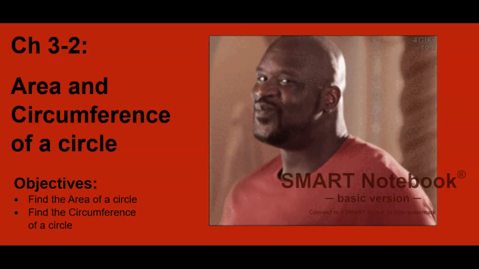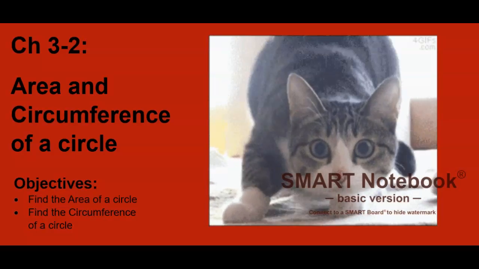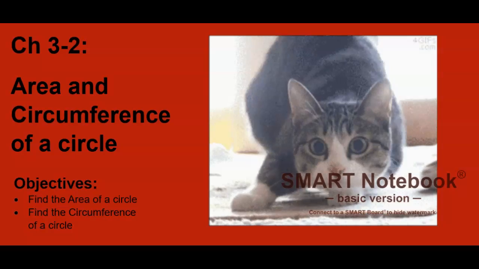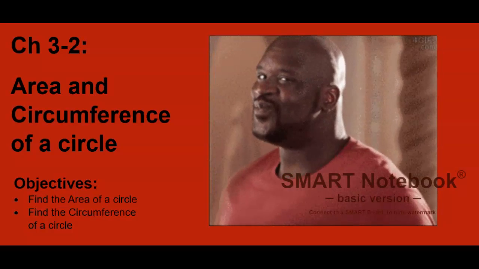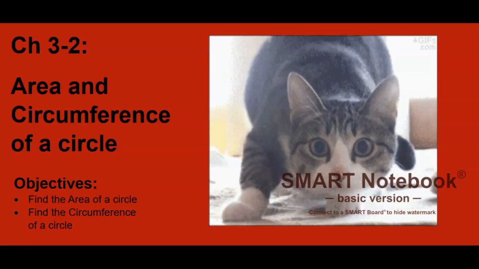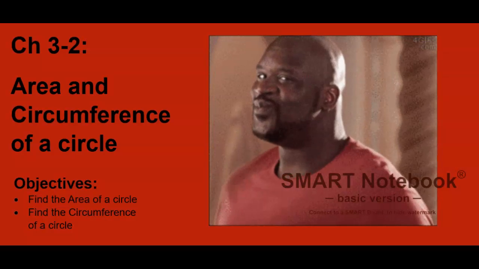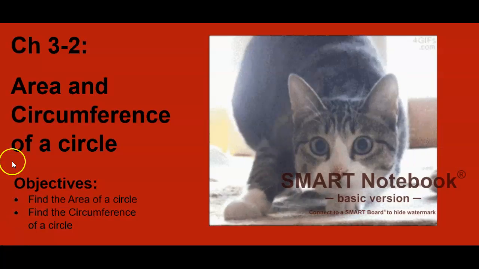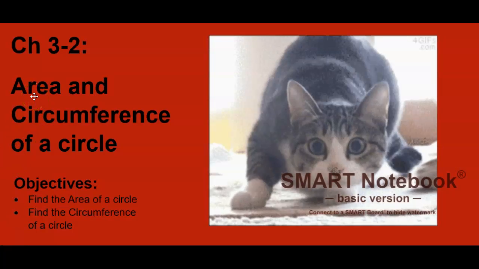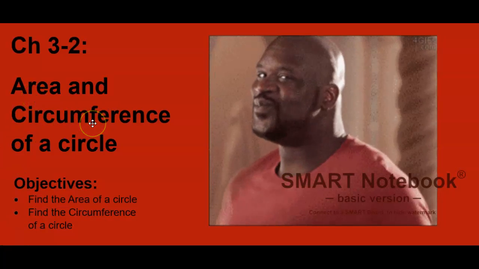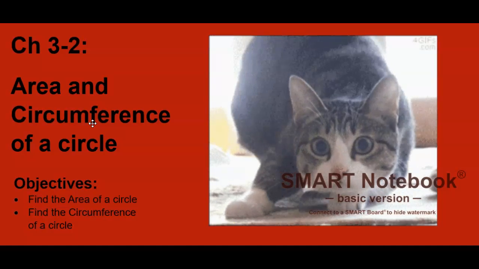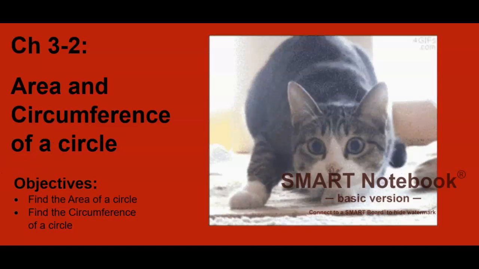Welcome. Now we did area and perimeter of a square, a rectangle, and a triangle. So now let's talk circles. When we're talking circles, area is still called area, but our perimeter is now called our circumference. So that'll make more sense in a few minutes.